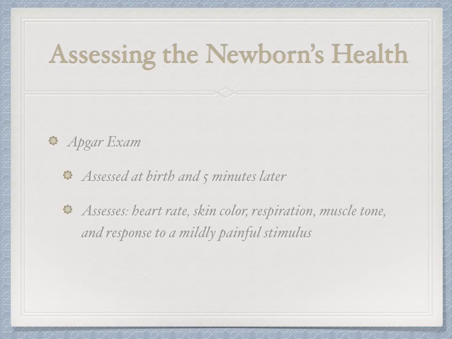It assesses heart rate, skin color, respiration, muscle tone, and response to a mildly painful stimulus. We do all of these things to assess the health of the newborn. And a 7 or above indicates a healthy newborn. Apgar is actually an acronym. It stands for appearance, pulse, grimace, activity, and respiration, which again are all those things that it's assessing. So heart rate is pulse, skin color is appearance, respiration is respiration, muscle tone is activity, and the painful stimulus is grimace. So again, all of those things are being assessed.